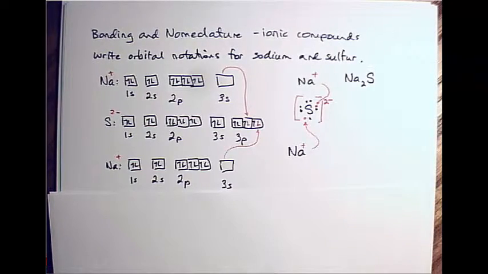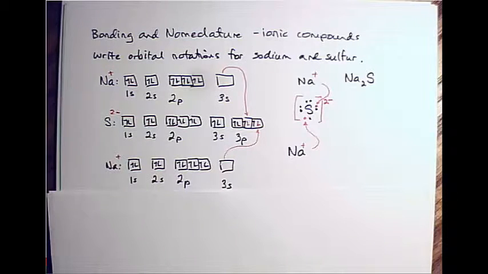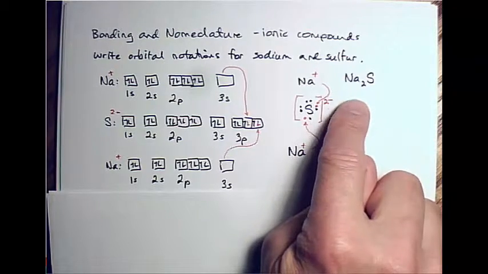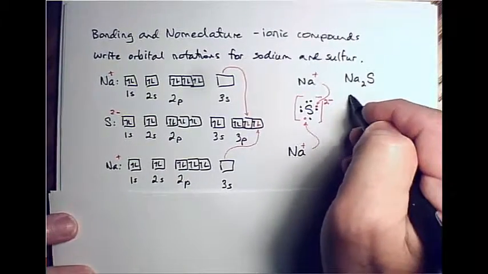Now notice when I said the name there, I did not use those prefixes, those prefixes that we learned in the previous lesson: di, tri, and all of that. Let's see if I can put this up for you. Okay, all these prefixes here. We learned those only apply to covalent compounds. You see it says covalent compounds on the screen. It does not apply to ionic compounds. So when we're doing ionic compounds, there's a different naming system, and it doesn't include any prefixes. So when we name this, we call this sodium sulfide. Okay, just simply sodium sulfide.